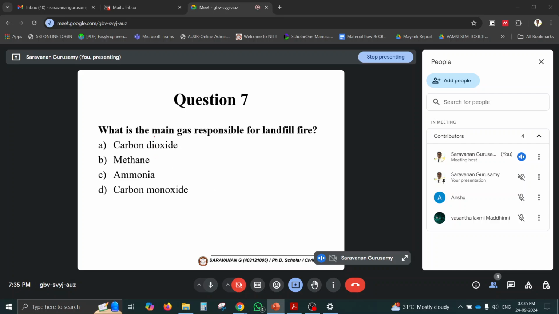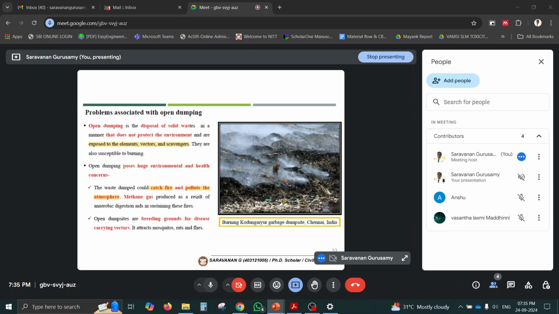So what is the main gas responsible for landfill fire? So landfill gas is one of the reasons for landfill fire. So landfill gas contains methane, carbon dioxide, but methane is highly flammable. Okay. So methane is the gas responsible for the landfill fire.